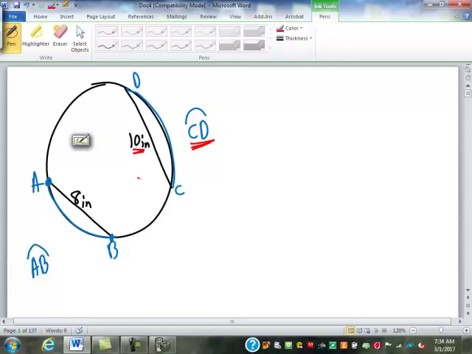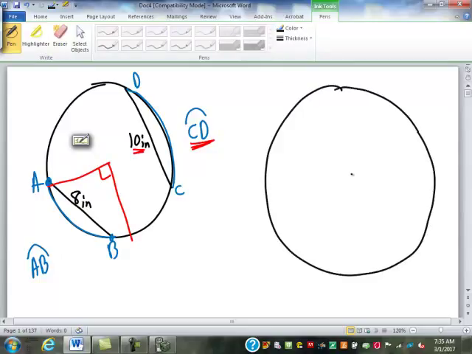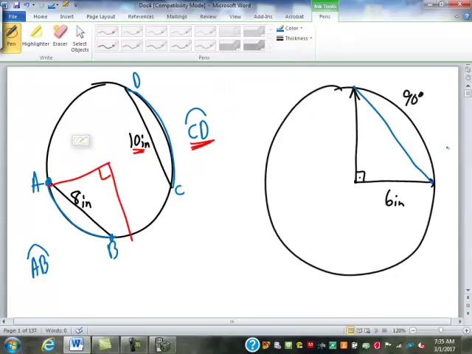Because if you think about it, well, let's just do this on a different circle. It'll be easier. Let's say I have a circle with a radius of 6 inches. A 90 degree central angle gives me a 90 degree arc. What is the chord that's going to cut that off here? Well, that's 6 and 6, right?